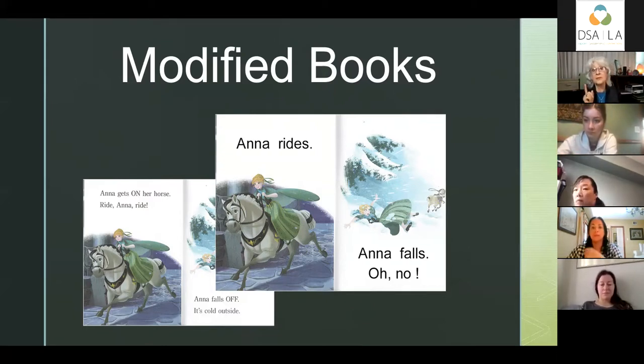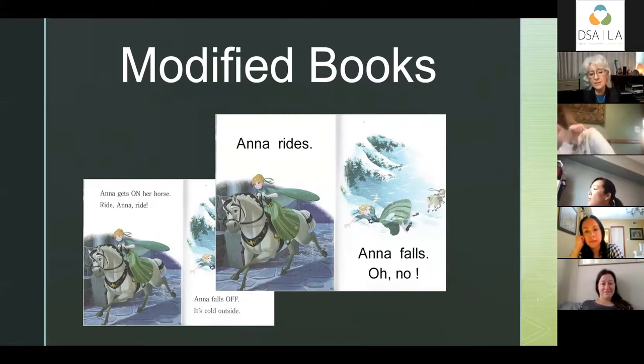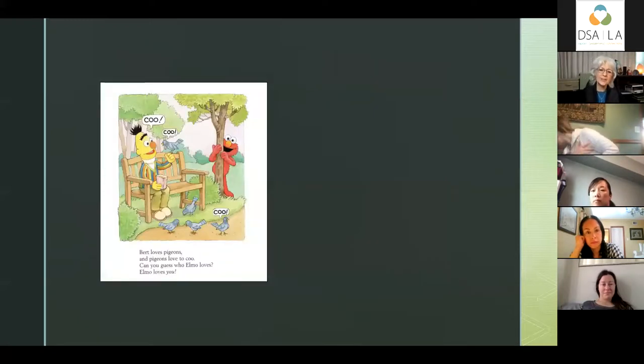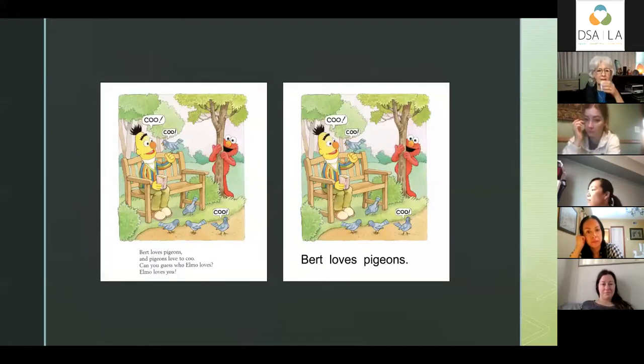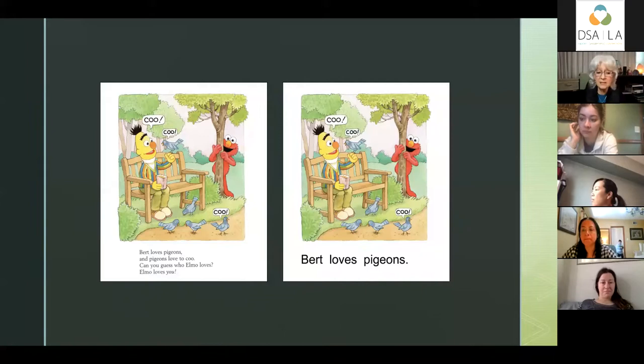Number one, because you already know Anna, because you're crazy about the movie, you can read Anna. And then, oh no, is emotionally charged. That's easy to learn. And then you have two words, rides and falls. So these books are fabulous tools if you're willing to put in the time to do it. All right, here's one that I modified. I wanted the whole book to be about so-and-so loves something. Bert loves pigeons, Ernie loves drums, Count loves numbers, that kind of thing. So I sacrificed the rhyming.